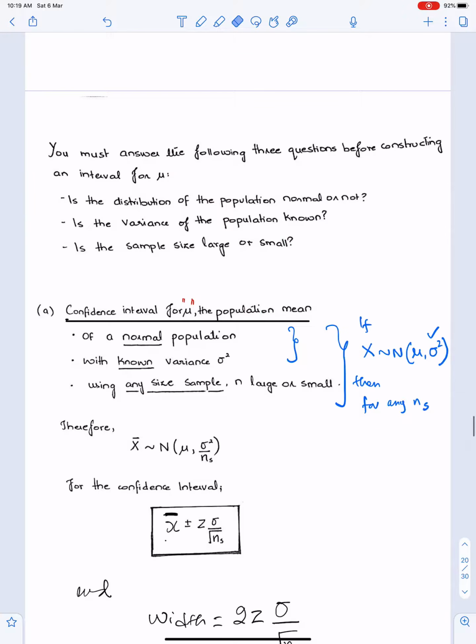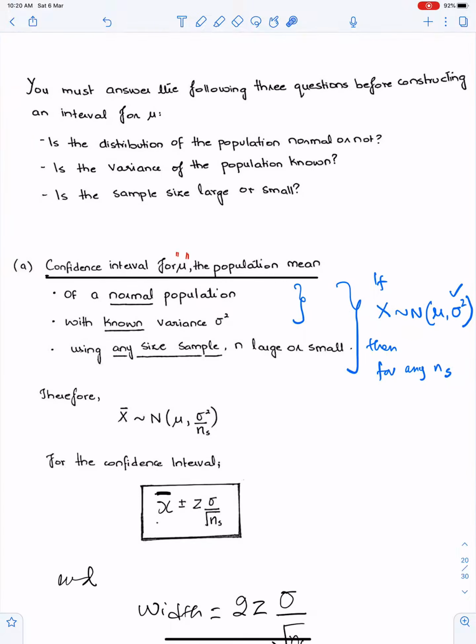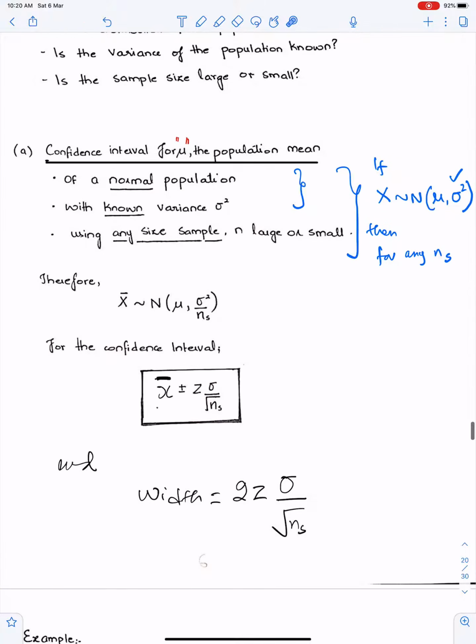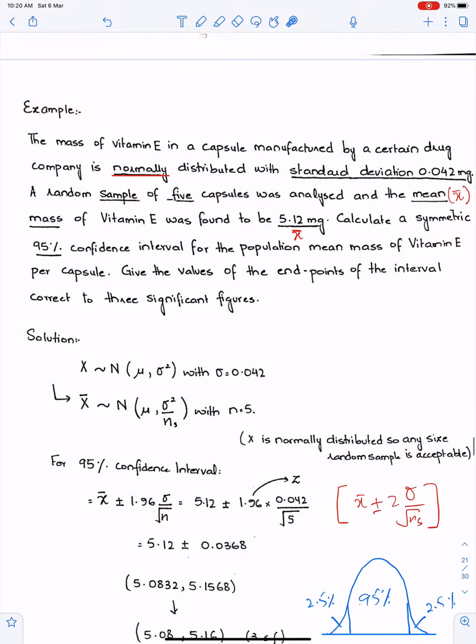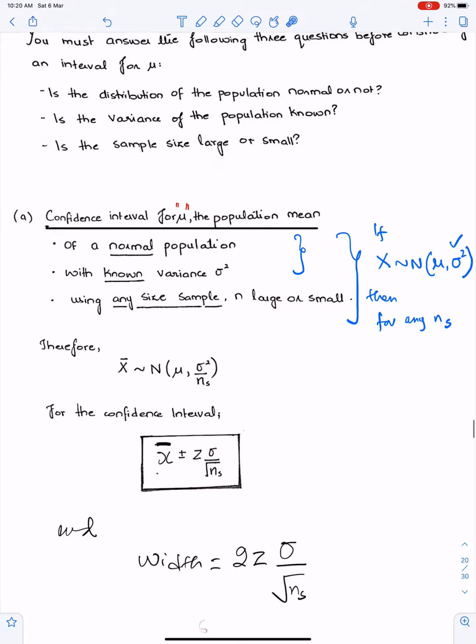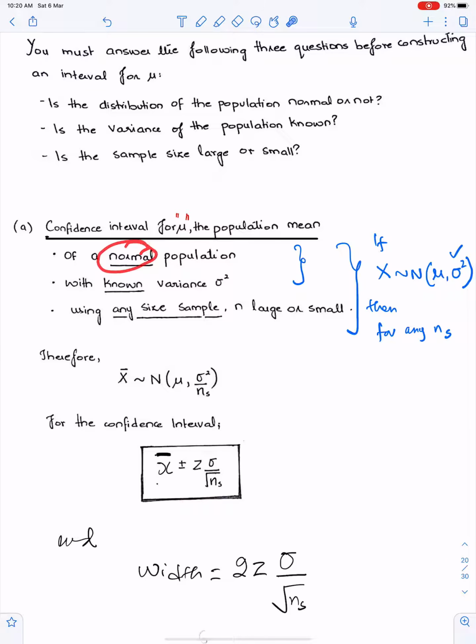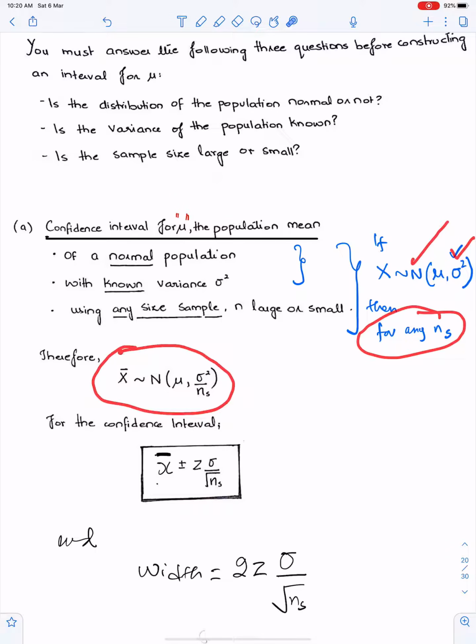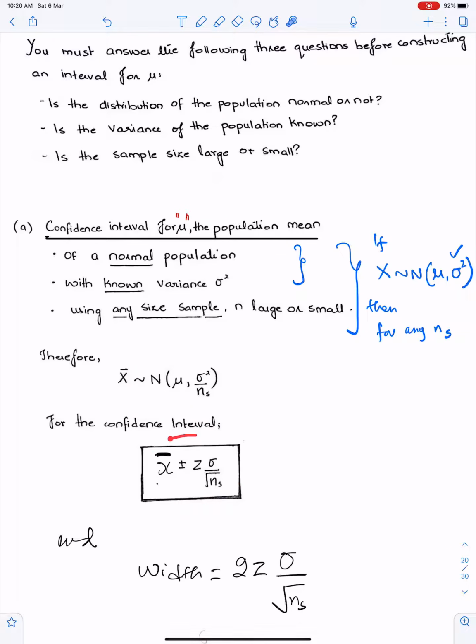So this was case 1. Let me give you a short review regarding case 1, then we'll do case 2. In case 1, the population was normal and the population variance was known. So when the population is normal and the variance is known, then for any sample size, X bar will always be normal. And this is the formula of the confidence interval, and this is the width of the confidence interval.